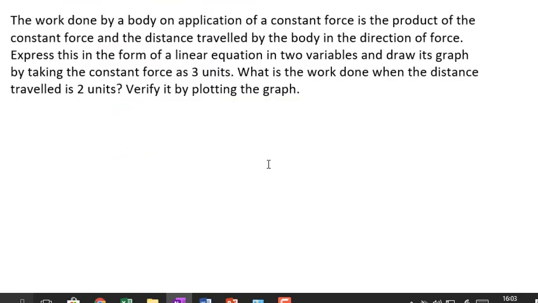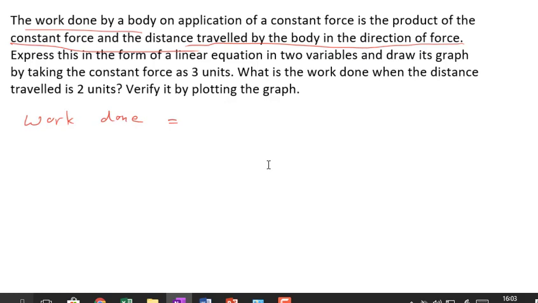Now the last question. The work done by a body on the application of a constant force is the product of constant force and the distance travelled by the body in the direction of force. So one relation is given. This is from your physics. Okay. The work done, what is given? The work done on the application of a constant force is the product of constant force and distance.